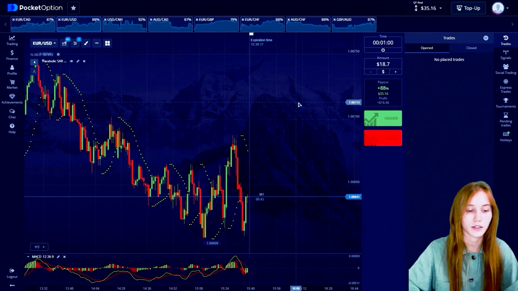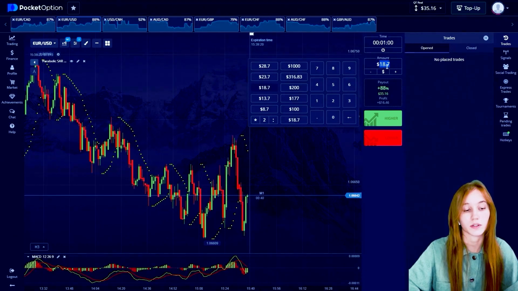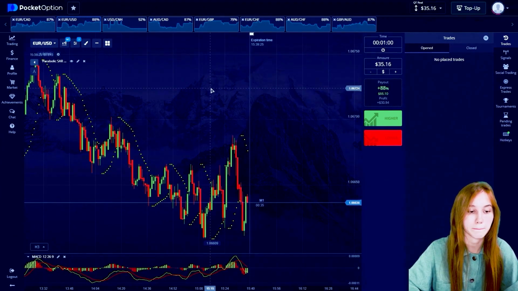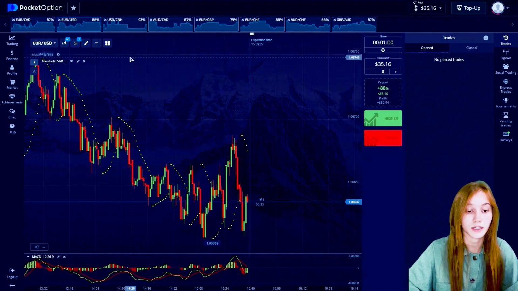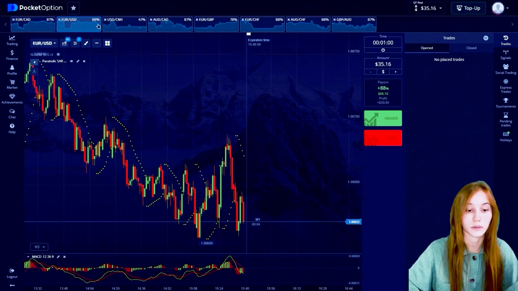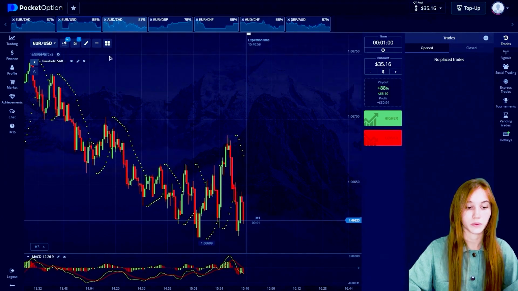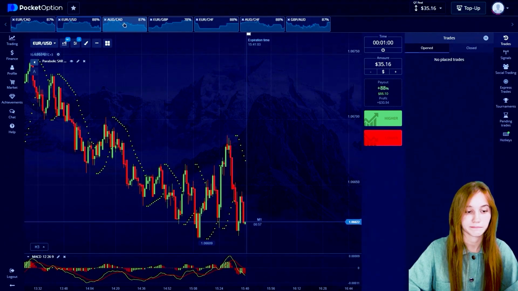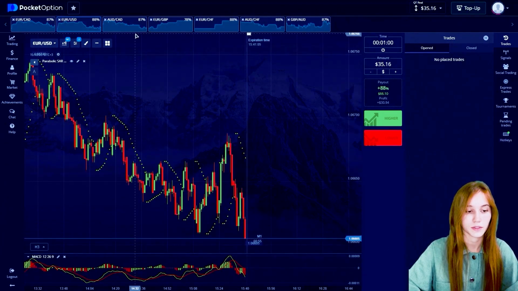Immediately before switching to the third concept, we will increase the amount to $35. Here we are on the next concept. We see the payout percentage increased, not increased, so let's go on where it's bigger. So here we are in the next concept.